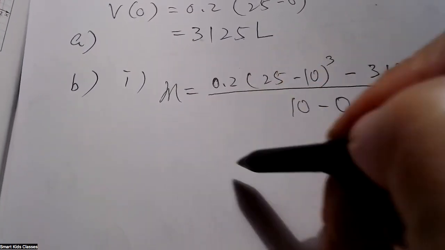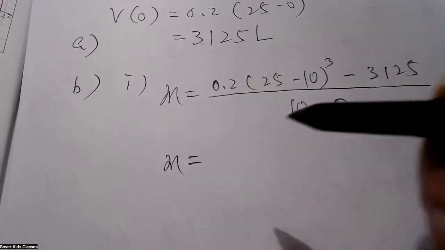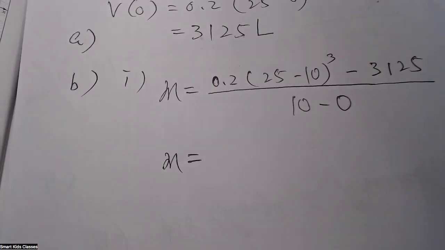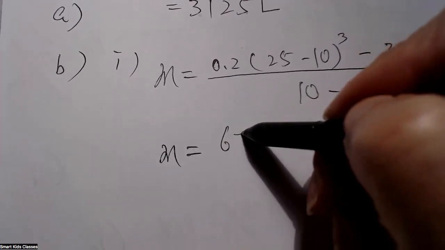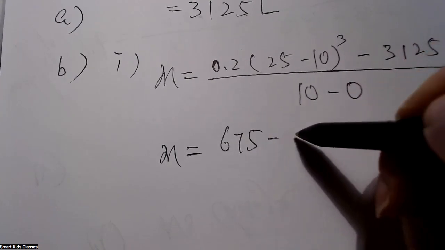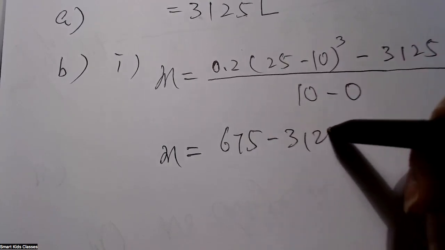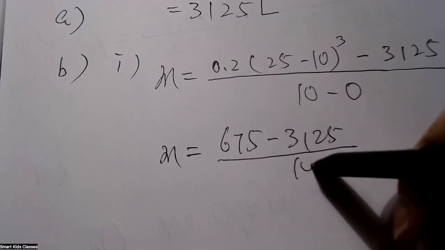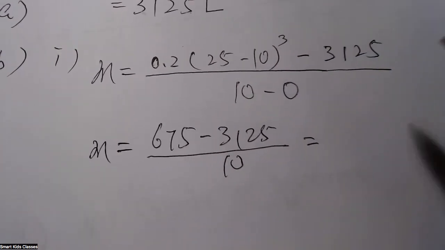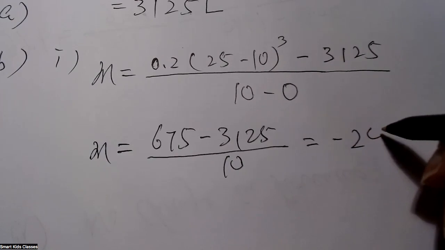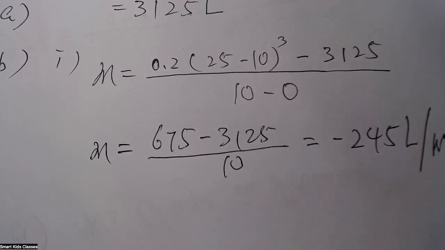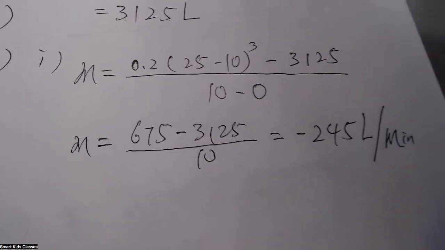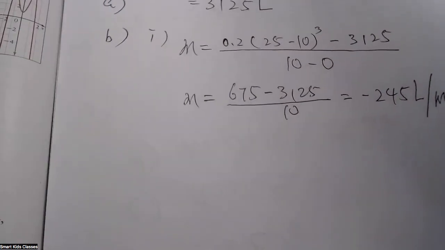So what are we going to do? Use your calculator. You should be able to get 675 minus 3,125 over 10. So the slope is equal to negative 245 L per minute. So that's the slope for the first interval.